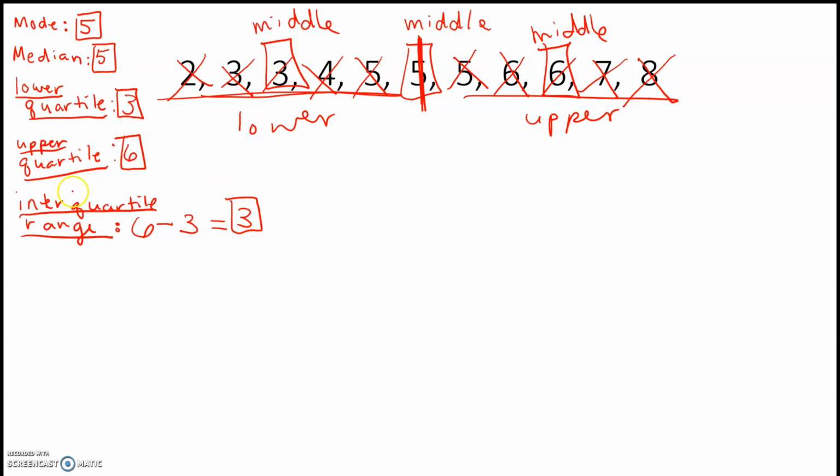Now there's a difference. There's an interquartile range, where you subtract your quartiles. There's also a thing called your range. That is the range of the entire data. It's always your largest number, which here is 8, minus your smallest number, which is 2, so it is 6.